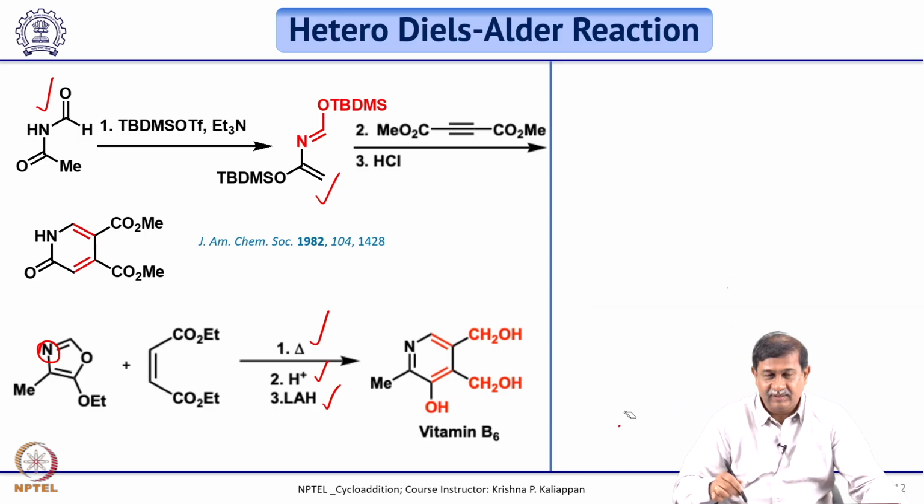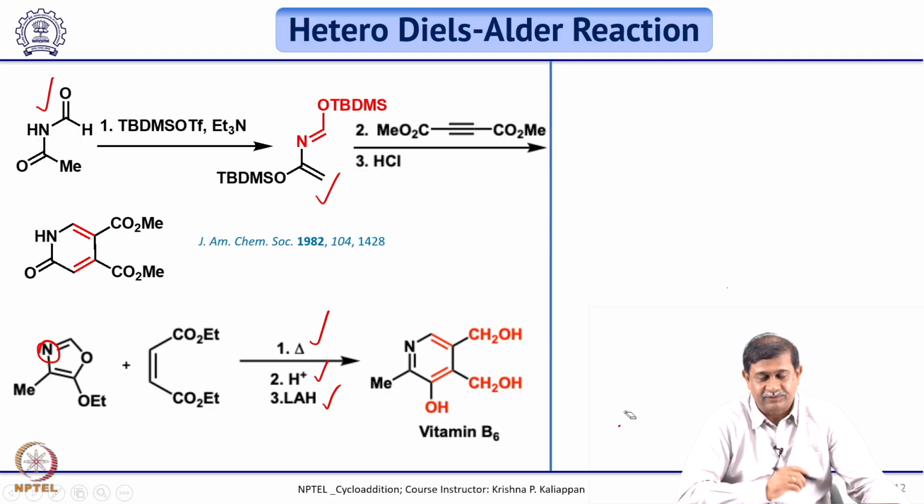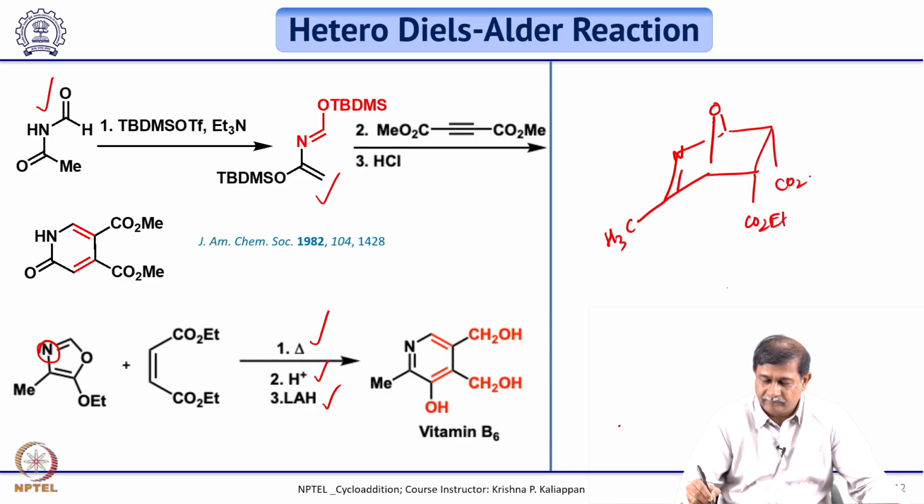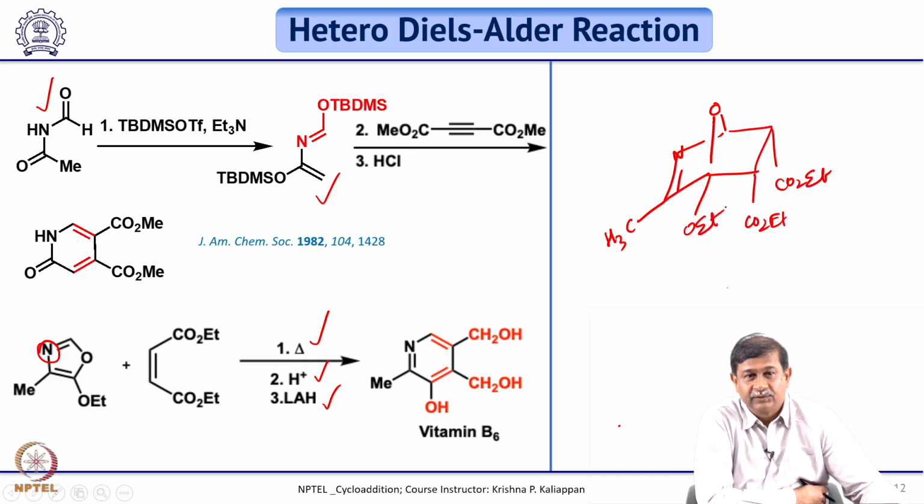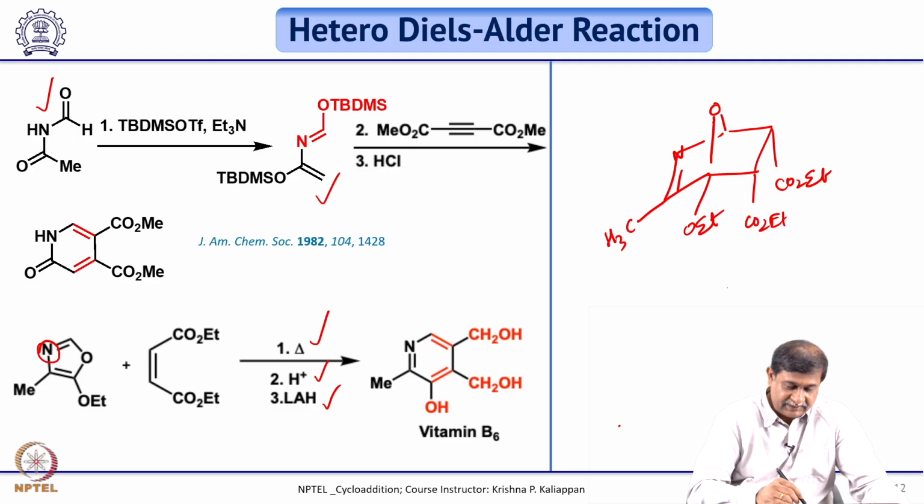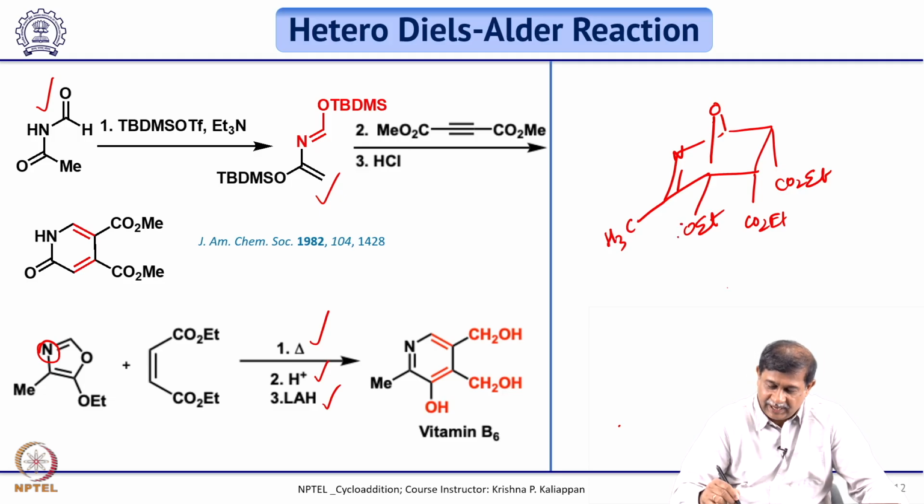Think about it. First step is 4+2. So what you should get is... so this is the first step. This undergoes 4+2 to give this bicyclic compound. What's the next step? Is use of acid.